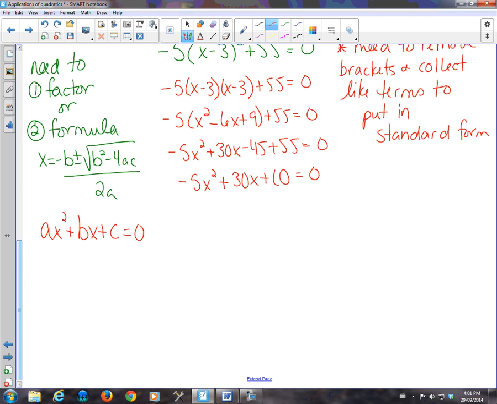I might actually be able to factor this. I'm going to start by taking a common factor out. I'm going to divide them all by -5. And once I do that, I've got a simple trinomial. If I want to try and factor that simple trinomial, I'm going to look for something that multiplies to -2 and adds up to -6. And I know that there's nothing that's going to multiply to -2 and add up to -6. So I need to use my quadratic formula. My A value is 1, my B value is -6, and my C value is -2.